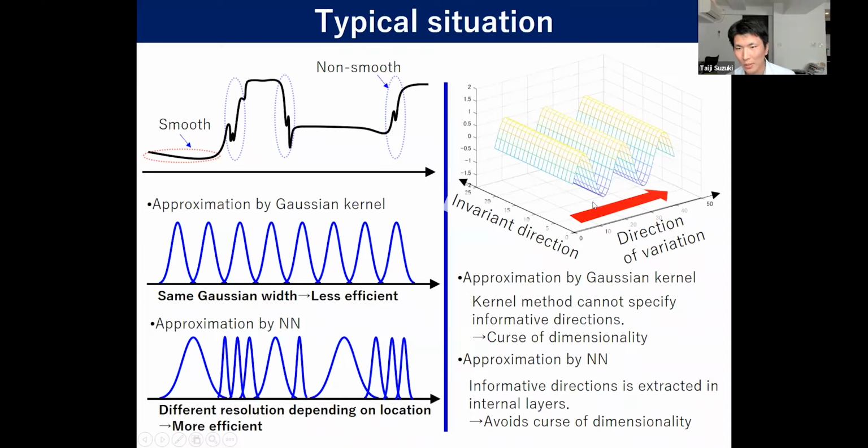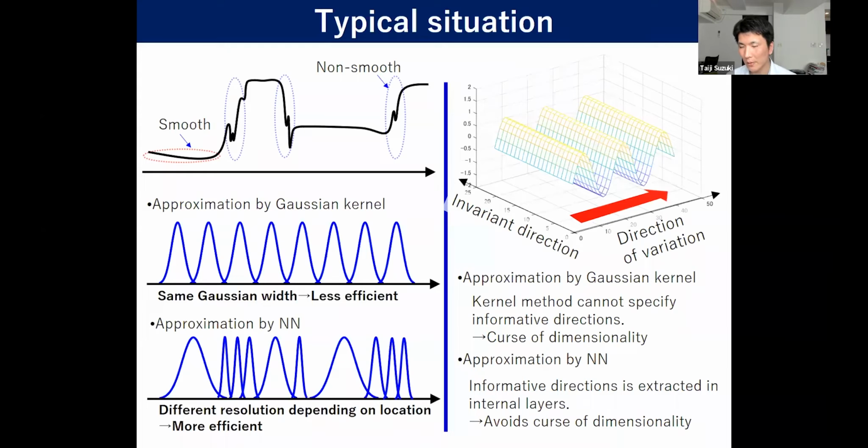So the next example is something like that. The true function only depends on a few directions. It doesn't depend on other directions. So this direction is the informative features. This direction is the non-informative features. But if you use the neural network, you can extract these informative features from the input, and it can neglect these non-informative features. So then it can avoid the curse of dimensionality.